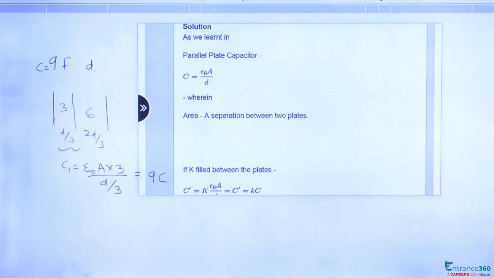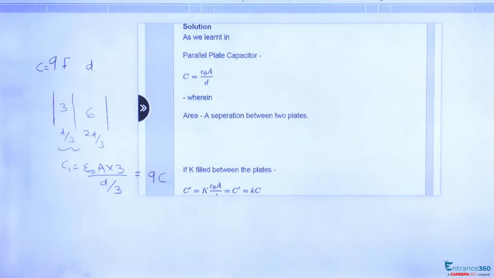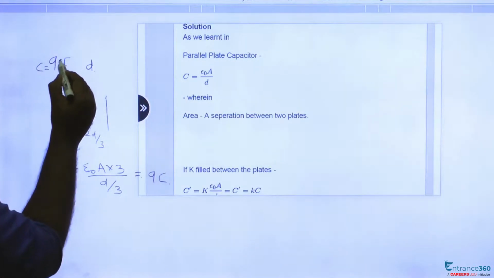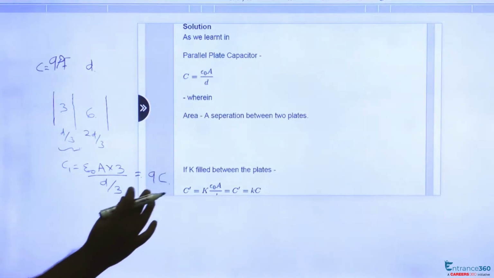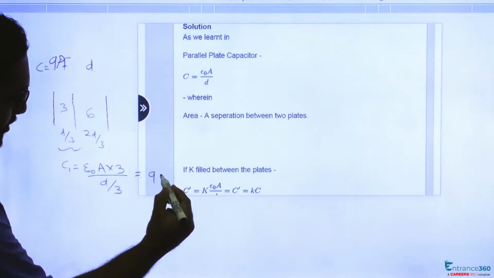picofarad. What is given in the question? Let's check. Value of C is given as 9 picofarad. So it is 9 picofarad. 9C.